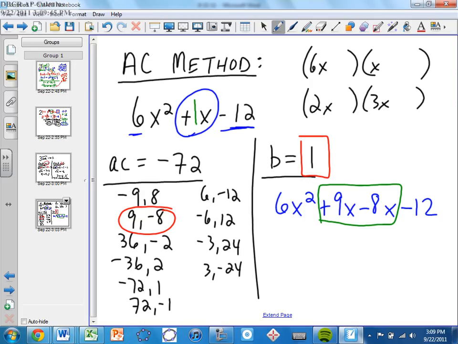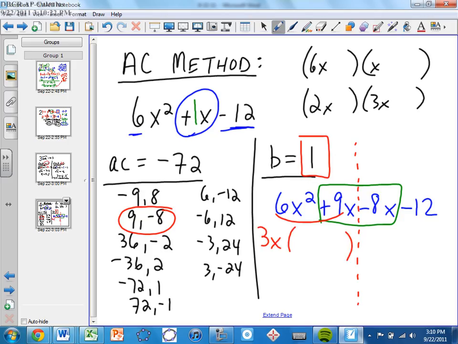Okay, good question. Now, at this point, we've got one more step to do here. Imagine, if you will, that there's a dashed line here that separates the first two terms and the last two terms. Looking at the first two terms, what is my GCF? Greatest common factor. What is it of these first two terms? So looking at these two together, what is it? It's 3x. Very good. Be careful.